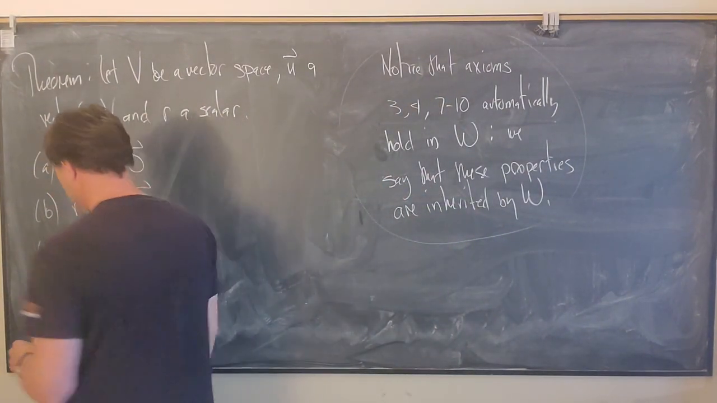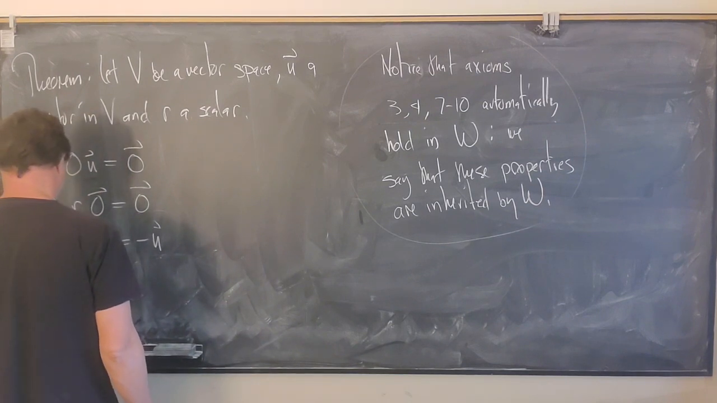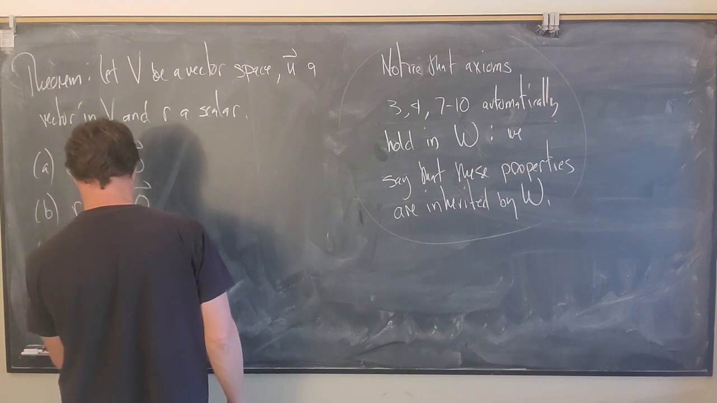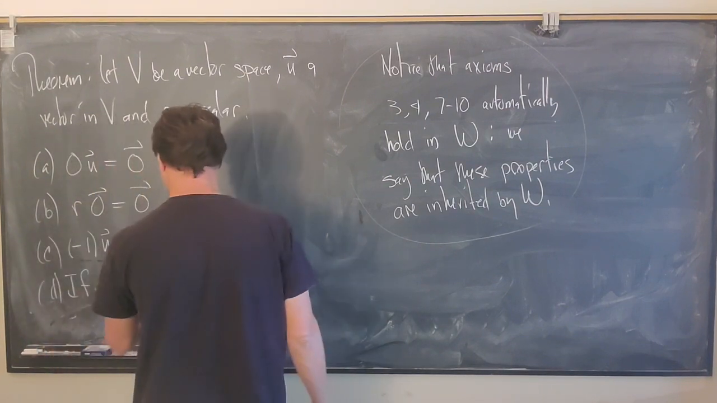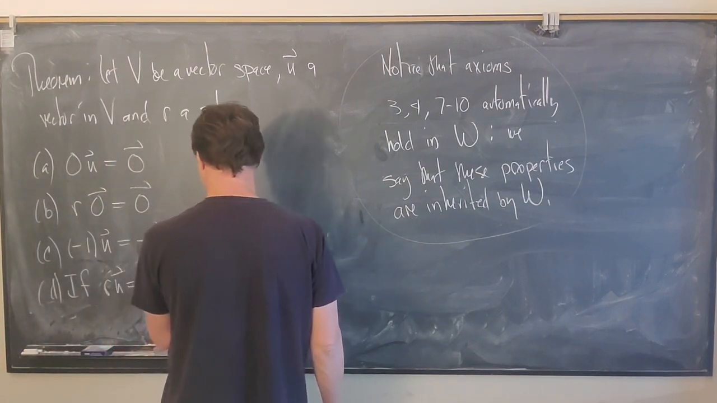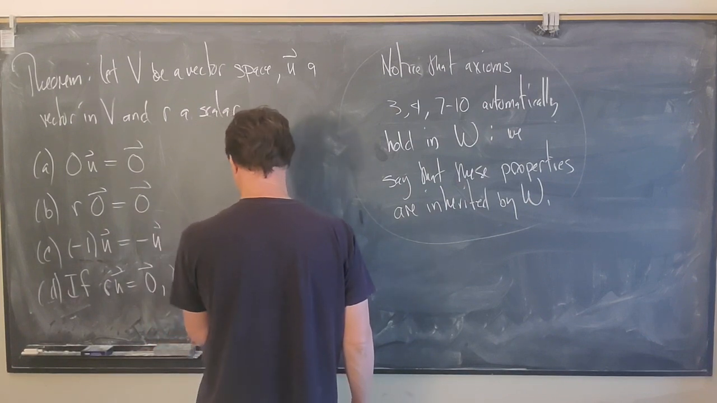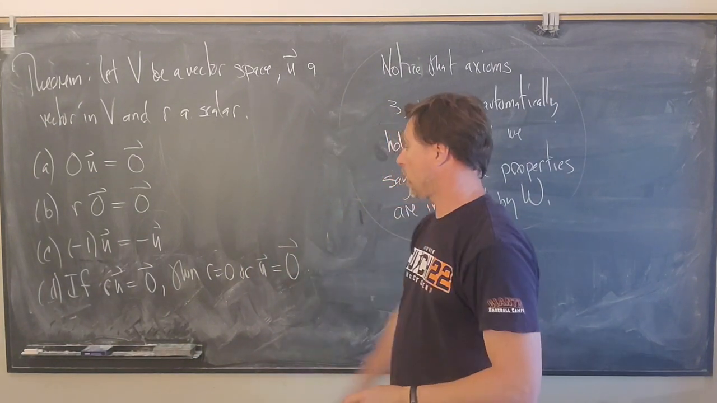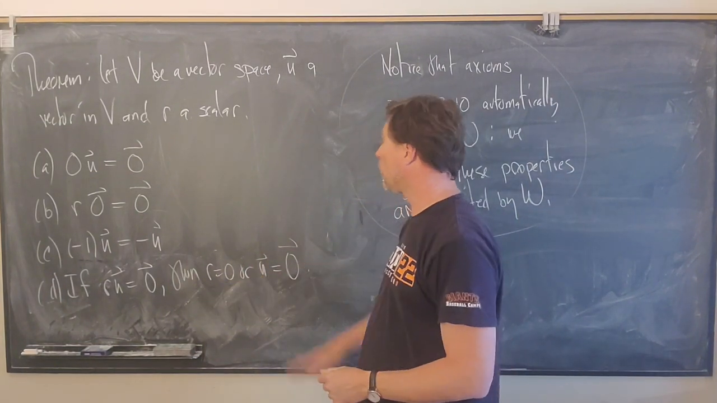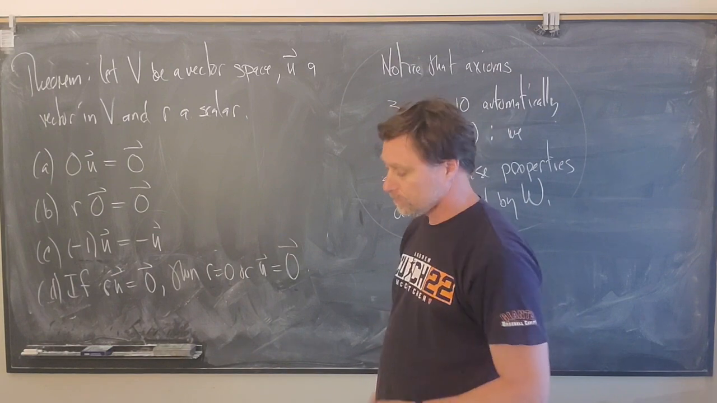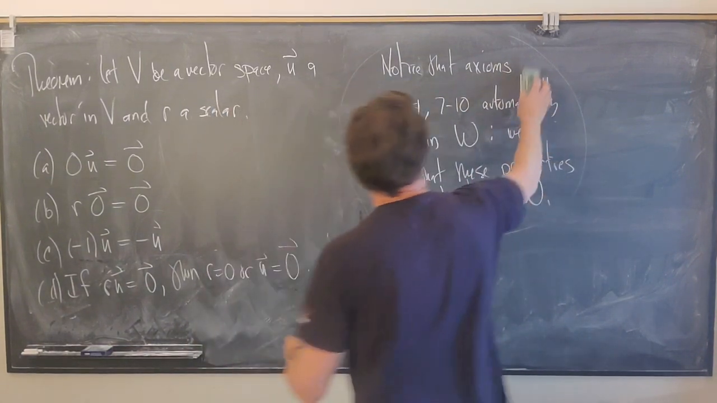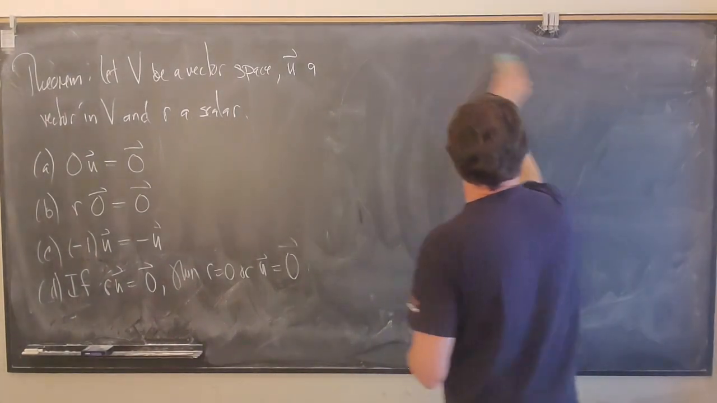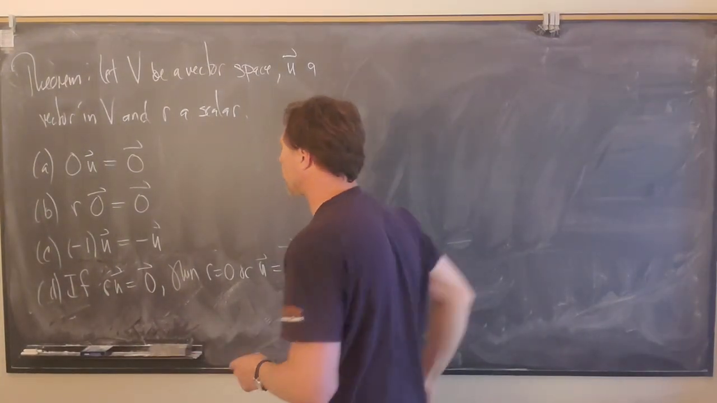And then part D, if r times u equals the 0 vector, then r equals 0 or u equals 0. And notice the 2 different uses here, right? r equals the scalar 0 or u equals the vector 0. So I'm going to prove a couple of these parts, and I'll just leave the others as exercises. You can look in the book. I think some of them are in the book.